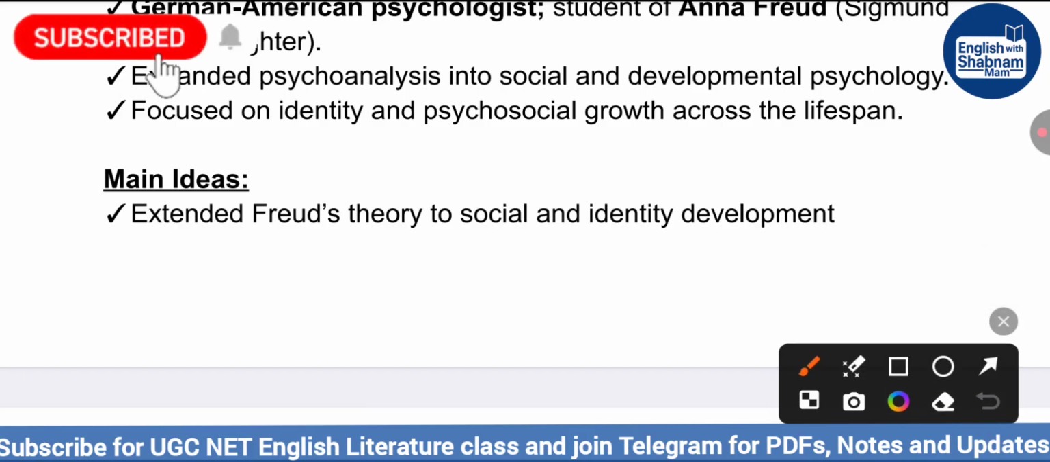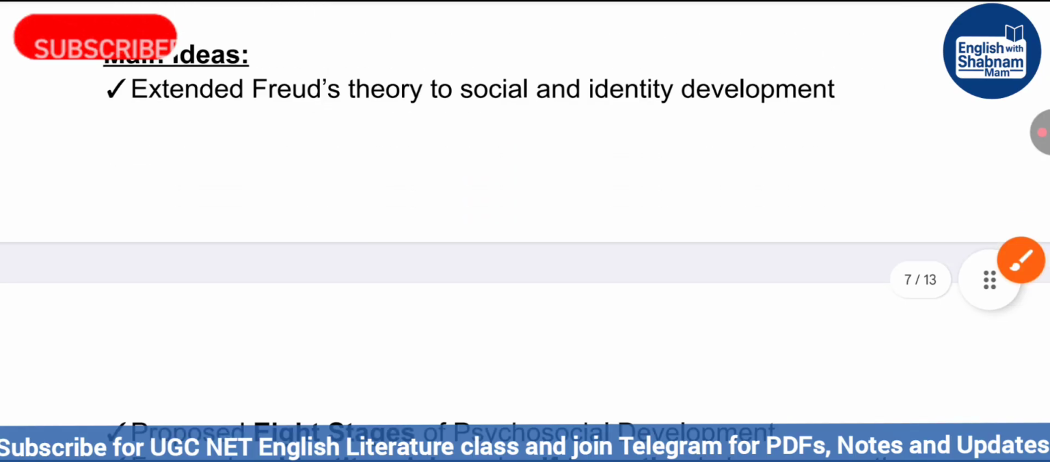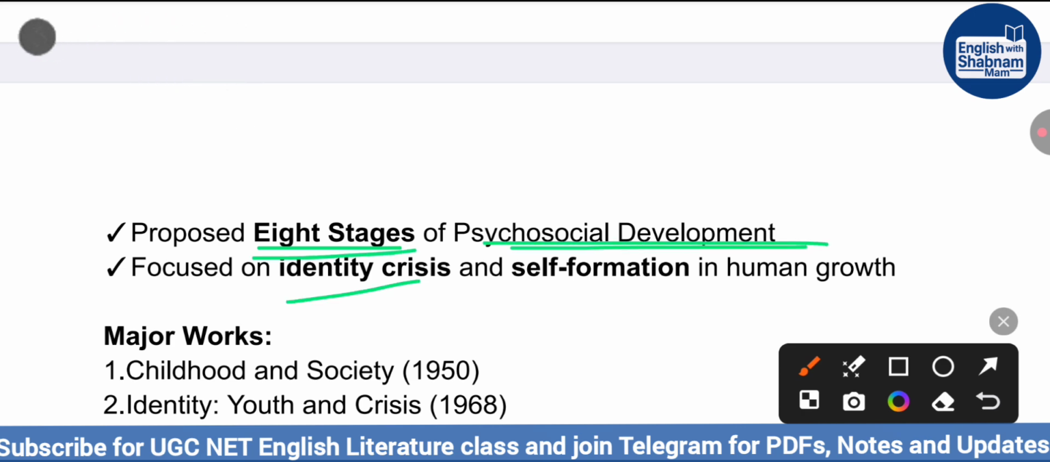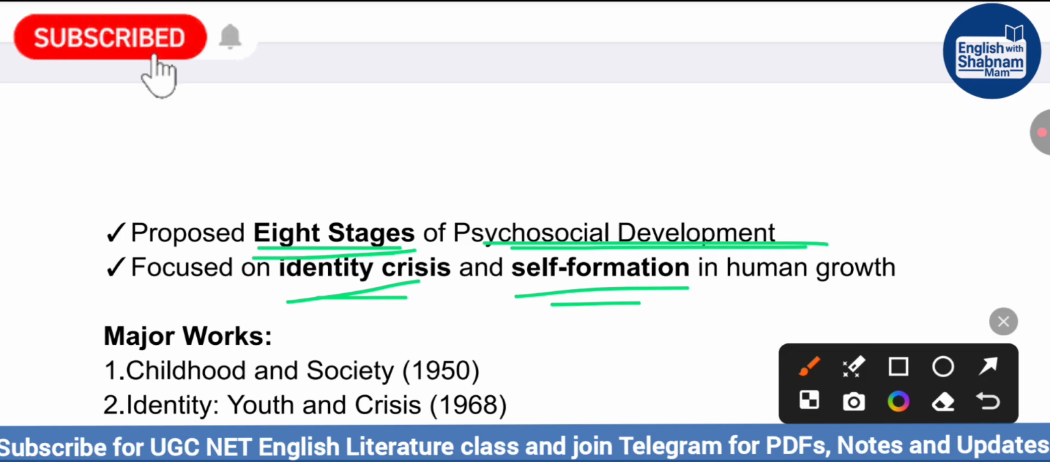The main ideas were given by him. He extended Freud's theory to social and identity development, and he also proposed eight stages of psychosocial development. He focused on identity crisis and self-formation in human growth. The major works you can remember: Childhood and Society, 1950, and Identity: Youth and Crisis, 1968.